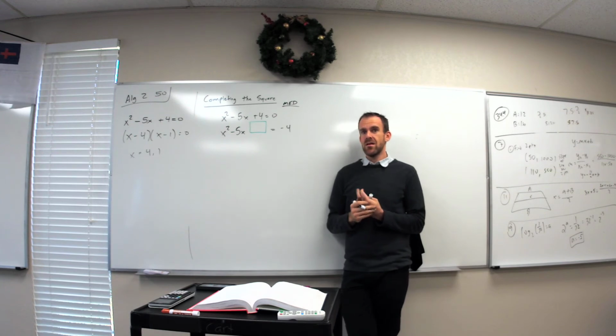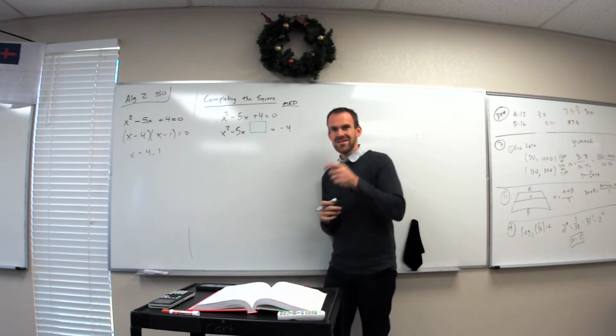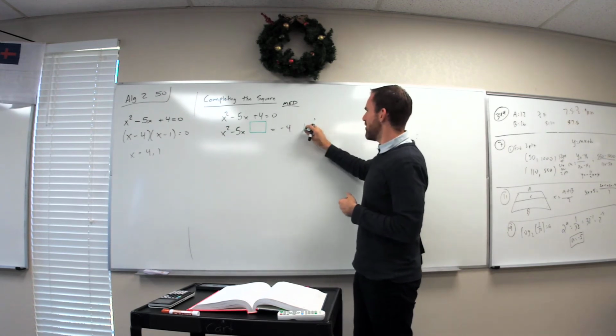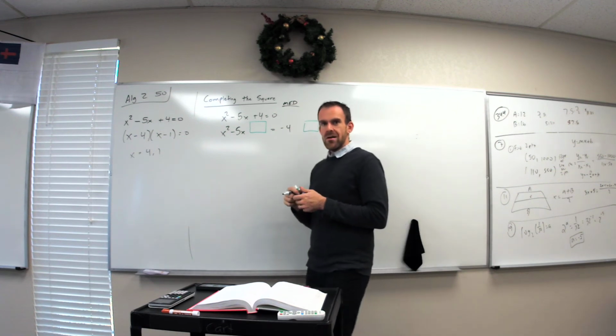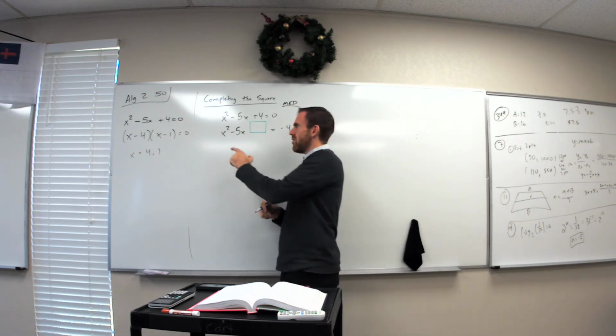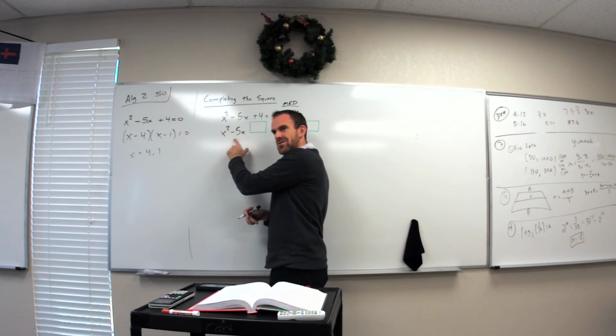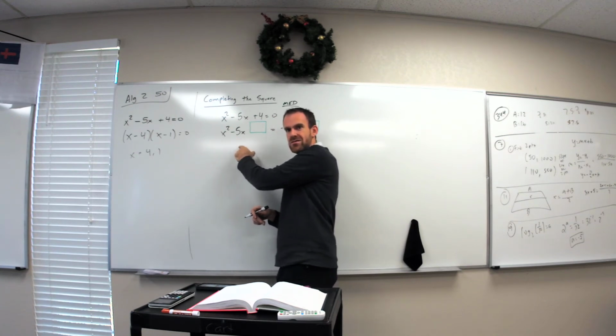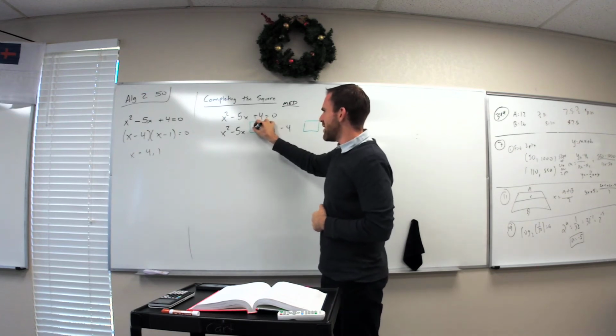A number in front of the x. Excellent. And that number will also end up over here. Now, what number? This number divided by 2 squared. What is that? 25 fourths. It's going to be the same answer as before.